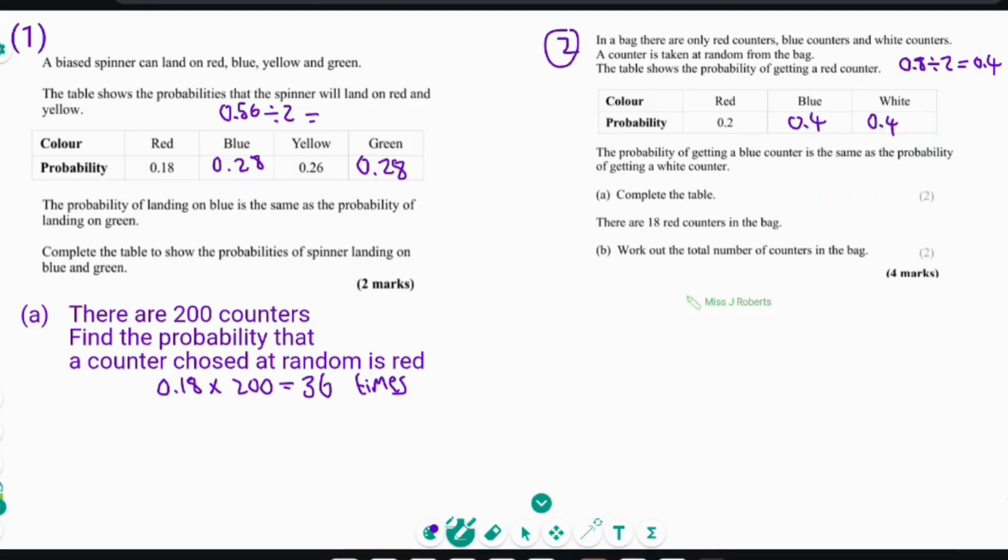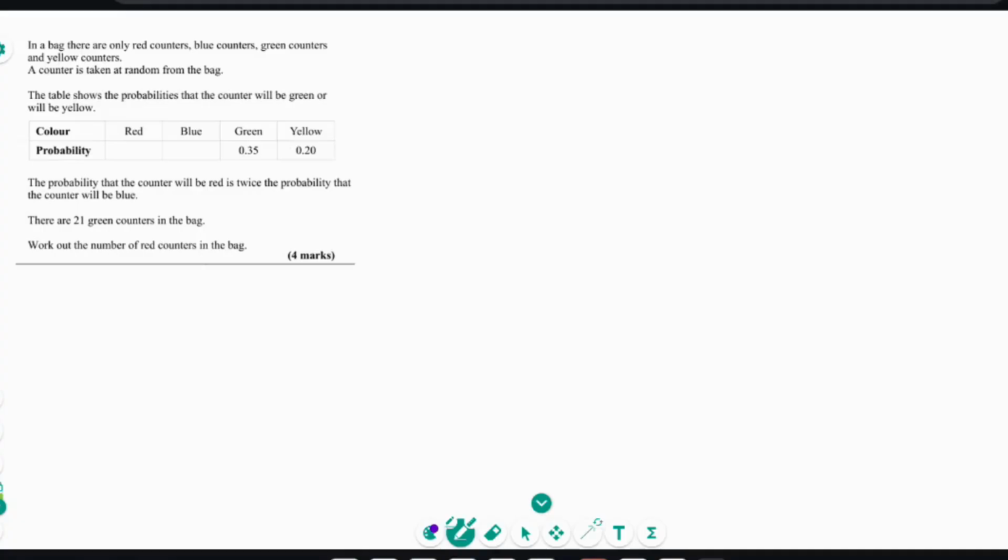There are 18 red counters in the bag. Work out the total number of counters in the bag. So 0.2 is the same as 20%. So 20% of the counters are red. So let's make it into 100%. Multiply that by 5. So we need to multiply 18 by 5, which is 90. So there are 90 counters in the bag in total.